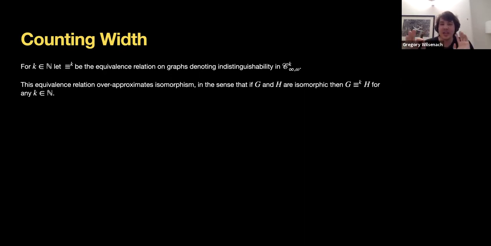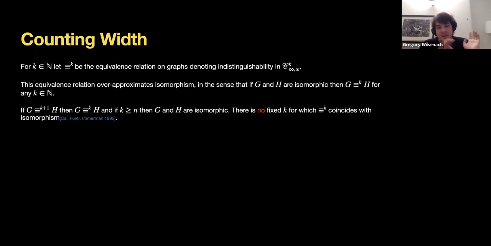And we can think of this equivalence relation as something that over-approximates isomorphism, in the sense that if G and H are isomorphic, then they're definitely going to be CK equivalent for any k. And importantly, these equivalence relations are refined. As you increase the k, you get a more and more refined relation. And ultimately, once you get to the size of the graphs that you're actually considering, well, now you do get isomorphism for those graphs. Importantly, though, there's no fixed k such that CK equivalence corresponds to isomorphism exactly. In other words, G and H are isomorphic if and only if G and H are CK equivalent. And this was resolved in the 1990s by Cai, Fürer and Immerman in a very famous paper using an important construction I'm going to mention in a moment.